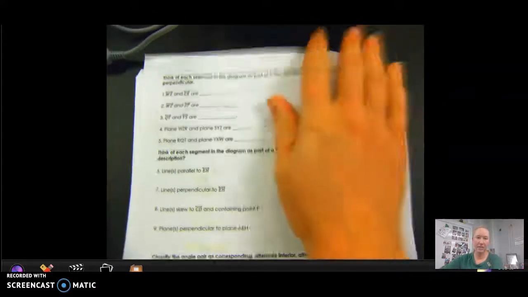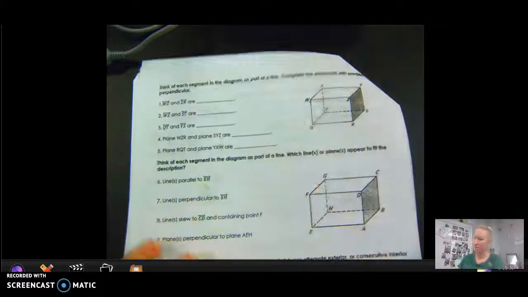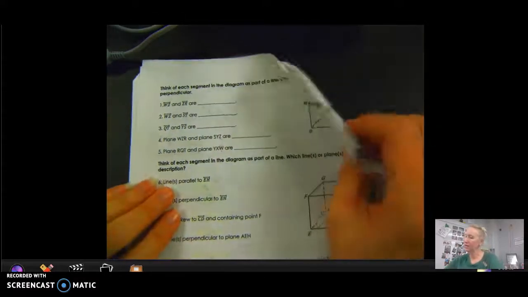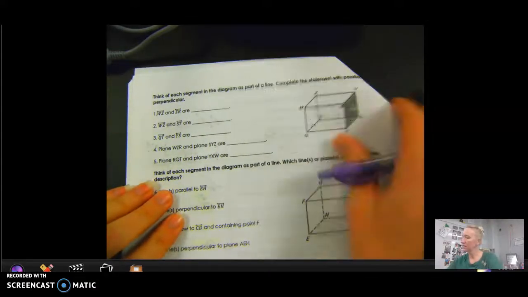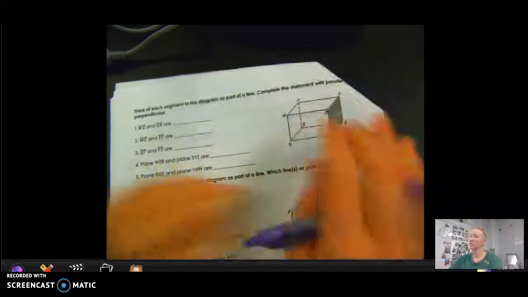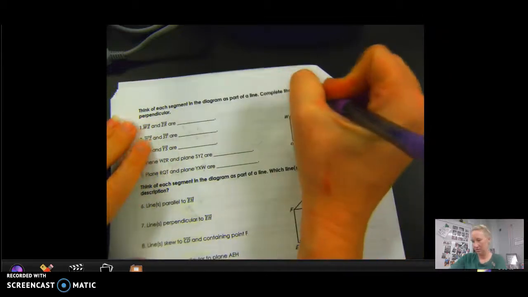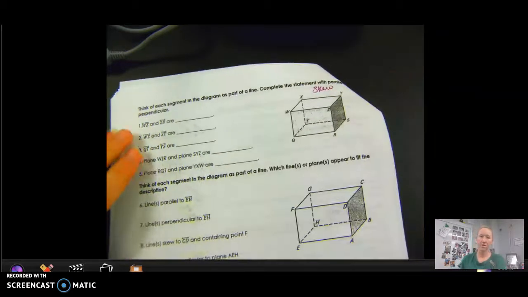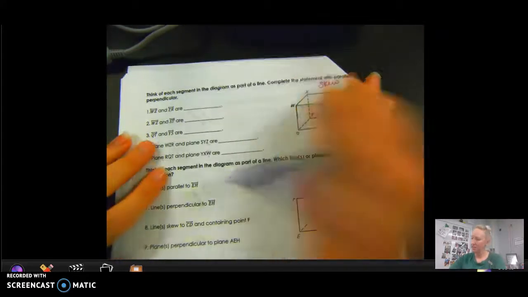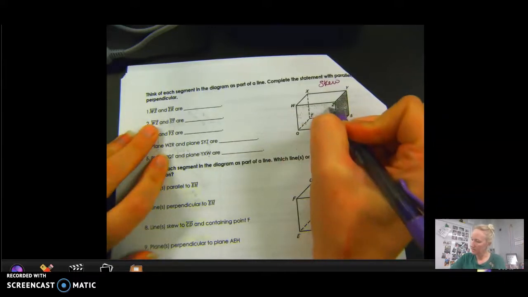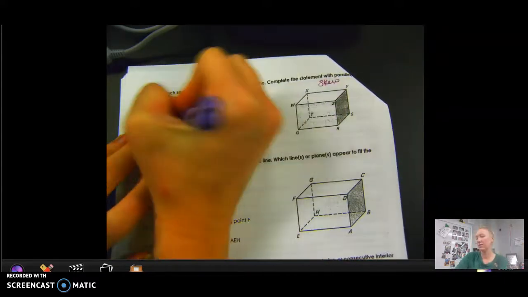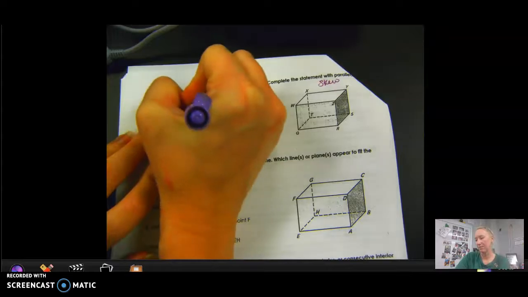Think of each segment in the diagram as part of a line. Complete the segment with parallel, skew, or perpendicular. So W to Z and Z to R. Well, they hit at a 90-degree angle, so those are perpendicular.